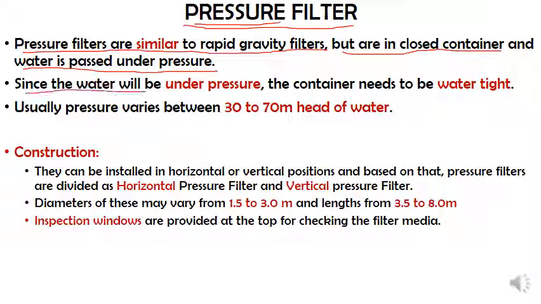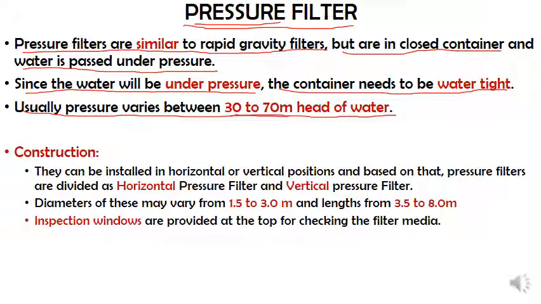Since the water will be under pressure, the container needs to be watertight, obviously. Usually, the pressure varies between 30 to 70 meter head of water. That is, the pressure inside this pressure filter for the water will be around 30 to 70 meter head of water. Now again, its construction.